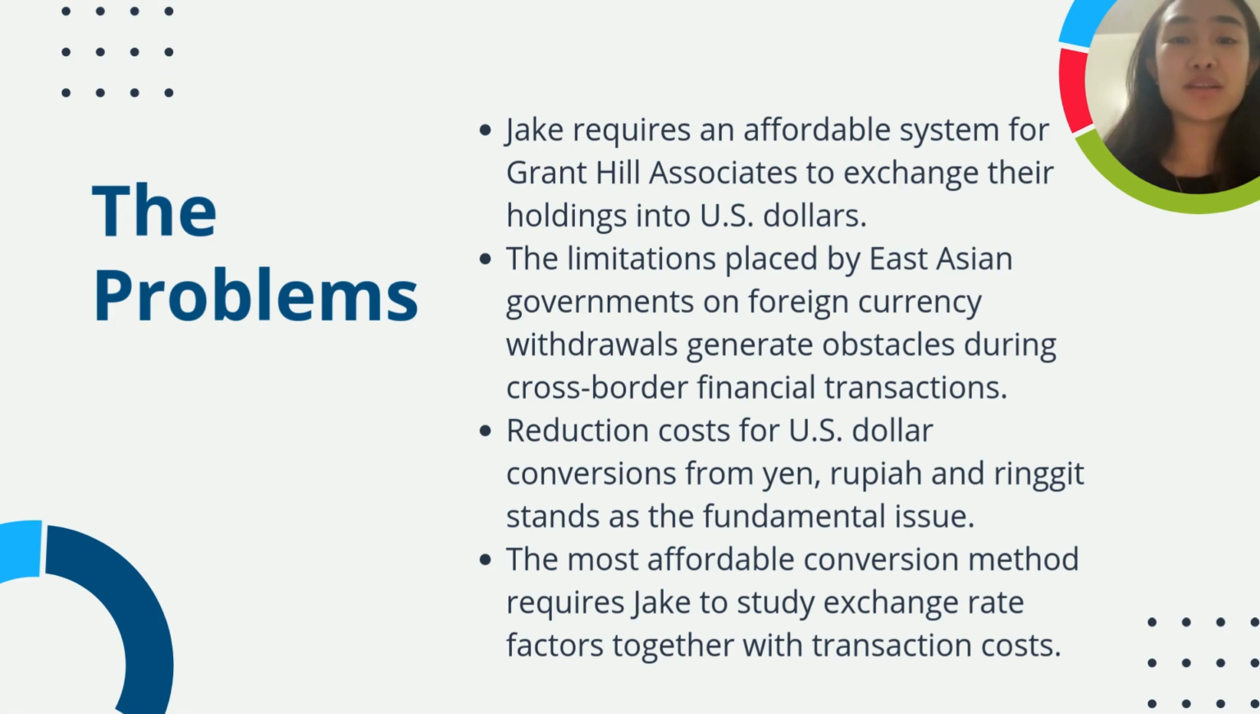His company encounters considerable limitations from East Asian governments on foreign currency withdrawal, due to which money exchange across international borders becomes more difficult. The core problem requires choosing an optimal plan that will reduce expenses when changing the held Japanese yen and Indonesian rupiah and Malaysian ringgit into US dollars, as well as accounting for transaction expenses from large scale currency transfers. Jake needs to ascertain a cost efficient exchange methodology for the foreign currency holdings through an analysis of existing rates and secondary costs, which represent percentage values of converted currencies. Jake must determine the best approach to handle currency exchanges because the demands pose constraints, but he should also contemplate their financial effects on Grant Hill Associates.